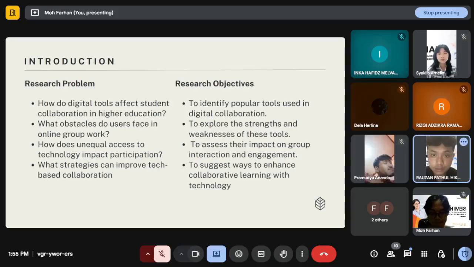The research objective is to identify popular tools used in digital collaboration and to explore the strengths and weaknesses of these tools, to assess their impact on group interaction and engagement, and the last is to suggest ways to enhance collaborative learning with technology. Next slide, please.